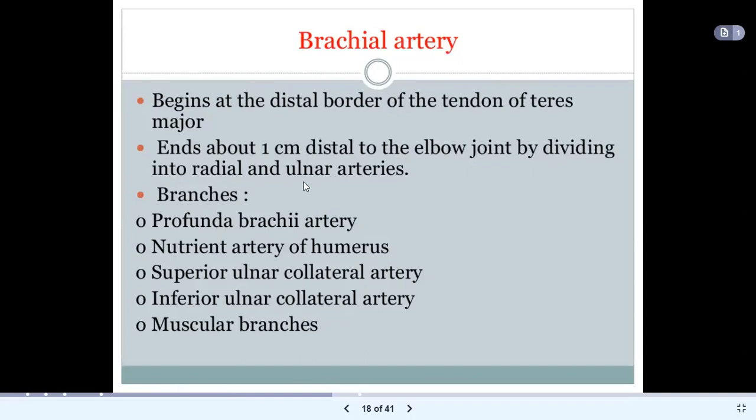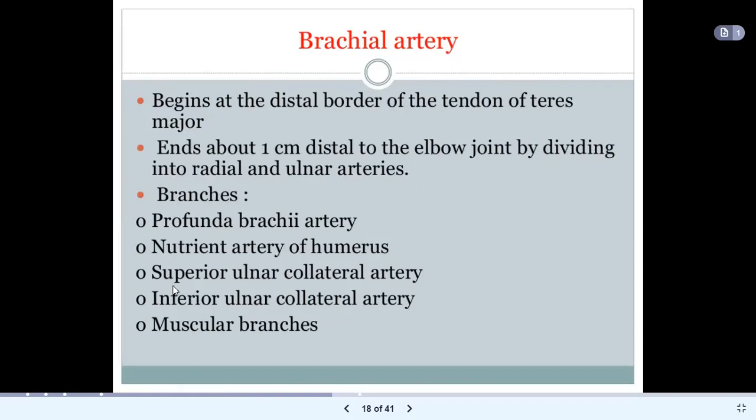So the brachial artery will divide 1 cm distal to the elbow joint, at the cubital fossa, into the radial and the ulnar artery. So it has some branches. The first branch is the deep artery of the brachium, or what we call the profunda brachii artery. And then it also gives off a nutrient artery to the humerus.